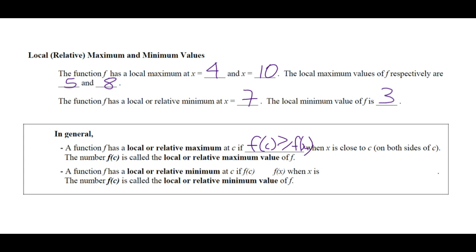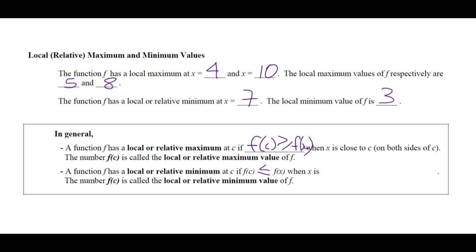Okay, when x is close to c, and it's got to be on both sides. So in other words, as we approach it from this side and from that side, we say, hey, that's the biggest point in this local area. So we're in this local area. The number f of c is called the local or relative maximum value of f.